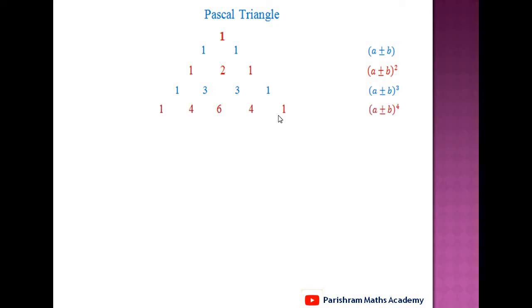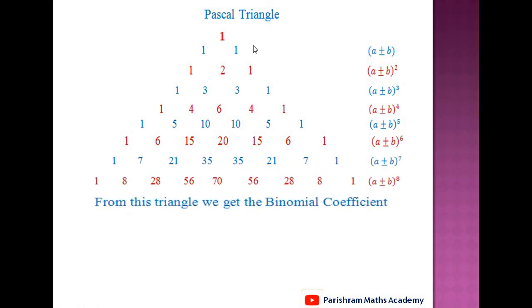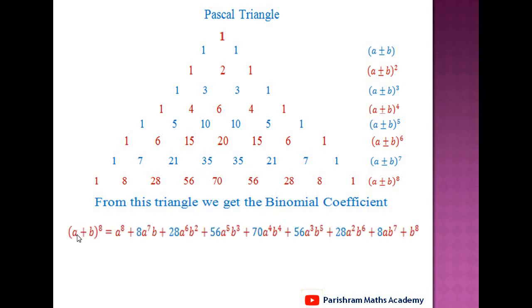Similarly we can extend this triangle up to the row 8. Using this Pascal triangle, we can find the expansions of (a ± b)², (a ± b)³, and so on up to (a ± b)⁸. We can find the expansion using this Pascal triangle by taking the binomial coefficients. For example, take (a + b)⁸. To find the (a + b)⁸ expansion using the binomial theorem, we decrease the power of the first term, increase the power of the second term, and take the coefficients from this triangle.